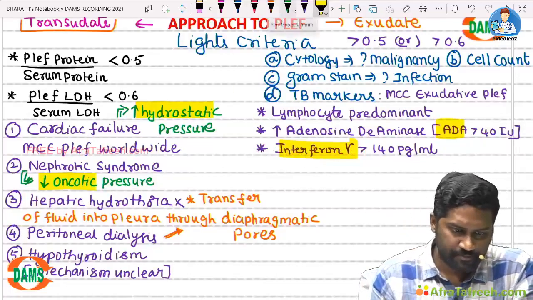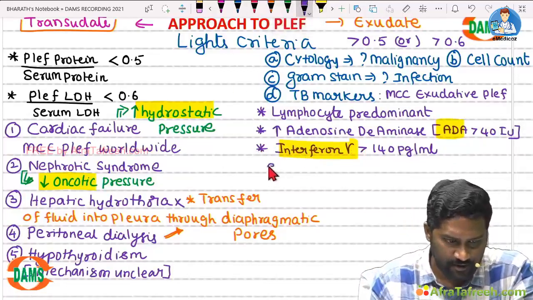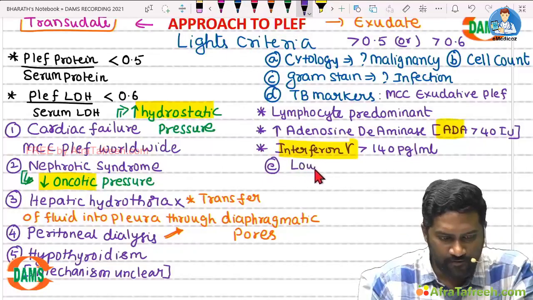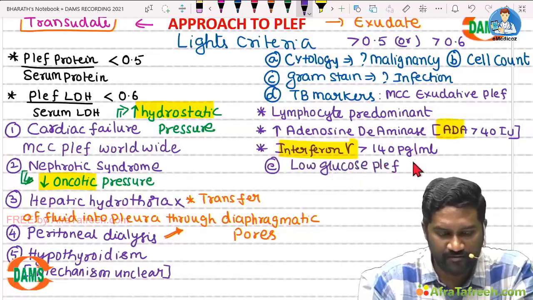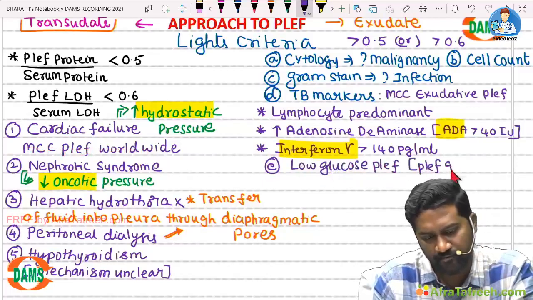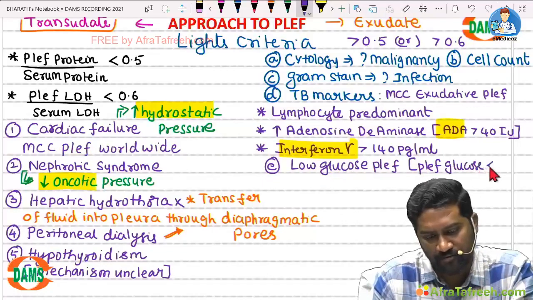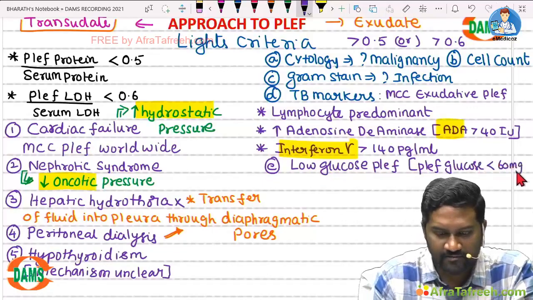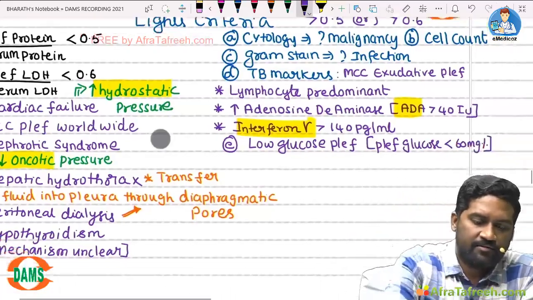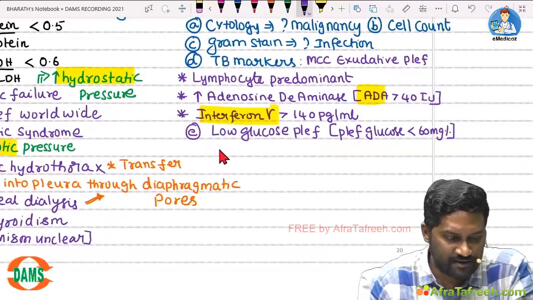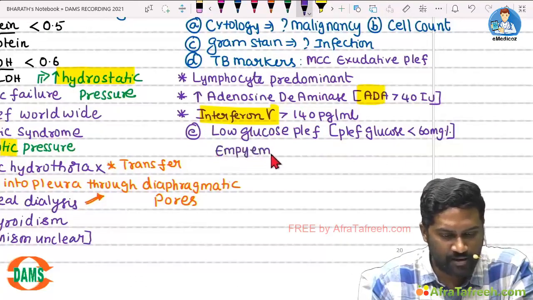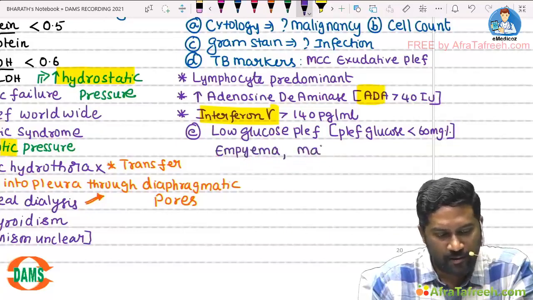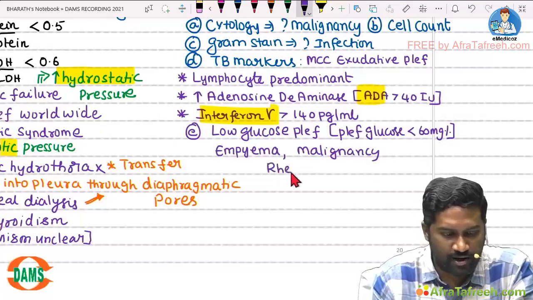Apart from this, the next important thing is you should know the causes of low glucose pleural effusion. Low glucose pleural effusion means pleural fluid glucose less than 60 mg%. What are the conditions? It can be seen in empyema, in malignancy, and in rheumatoid arthritis.